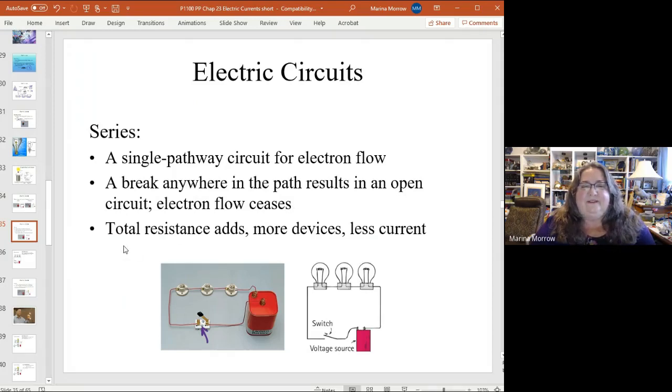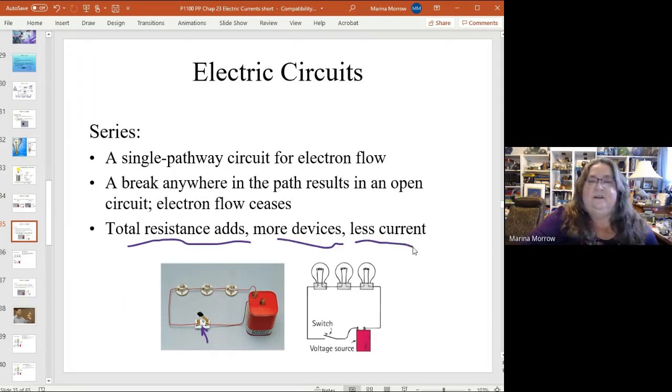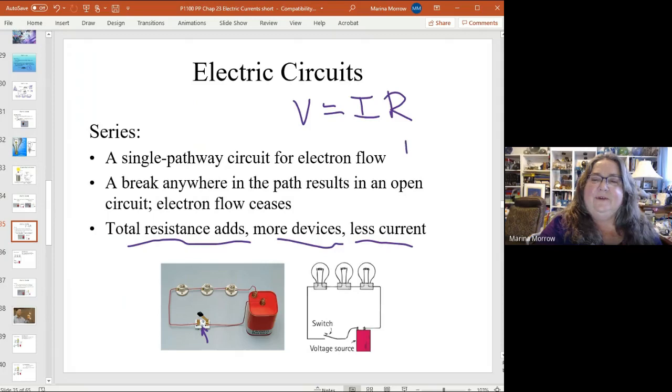Now, one of the tricks to a series circuit is that the total resistance will add up. So the more devices you put in, the more resistance, which means less current. Okay, so since V equals I times R, if the resistance goes up, the current has to go down for a constant voltage.